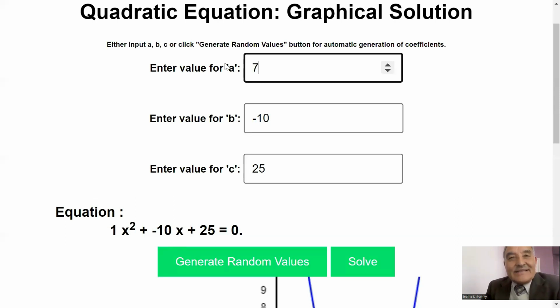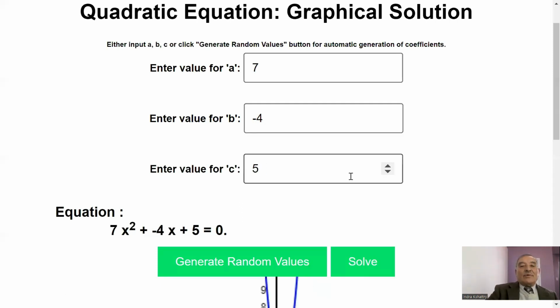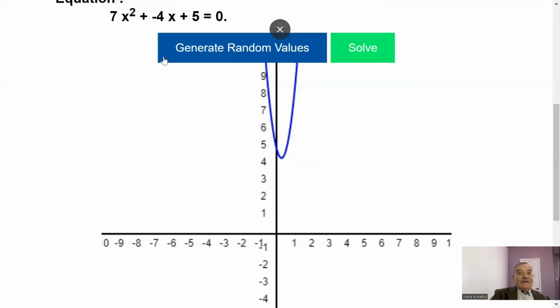Let's input the coefficients for the next problem. A equals 7, B equals negative 4, and C equals 5. Click the solve button. Remember, in the previous method, we mentioned that if the discriminant function b square minus 4ac is negative, it produces complex roots. Here we can see actually the discriminant function of this equation is negative.